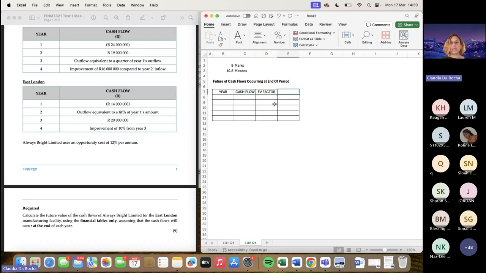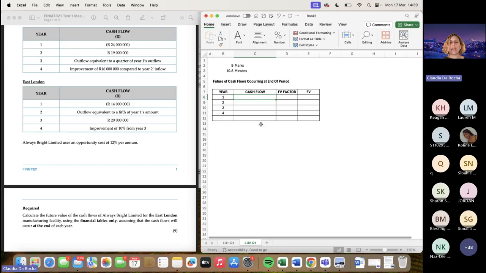Then I'm going to have my future value. I'll just put FV. That's fine. Right, we have 4 years, 1, 2, 3, 4. And then we need to calculate our cash flow. Okay, so for East London, we're doing East London.